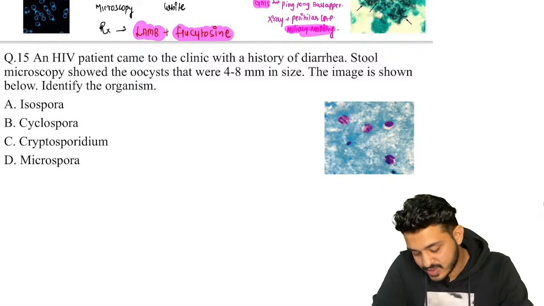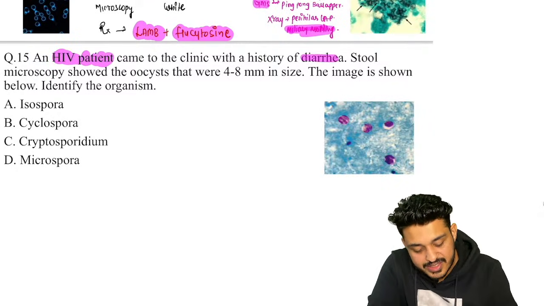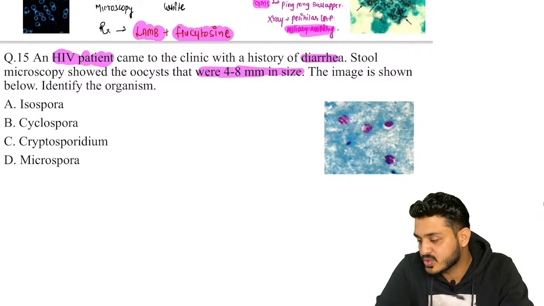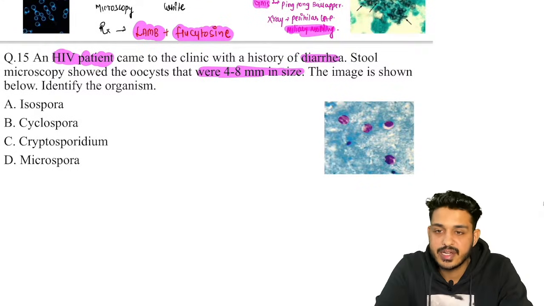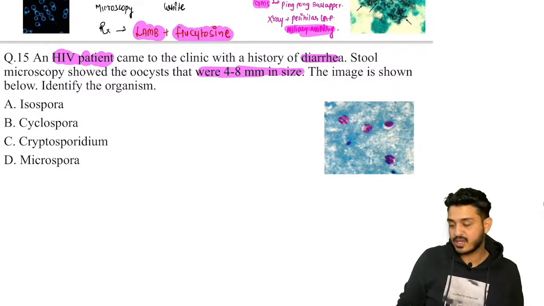An HIV positive patient is coming to the clinic. The same story, with a history of diarrhea. Stool microscopy is showing oocysts. The size of the oocyst is going to be what? 4 to 8 micrometers. The image is shown below. Identify the organism. Exam question. Try to answer now.